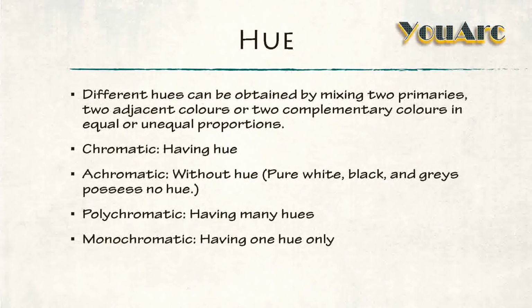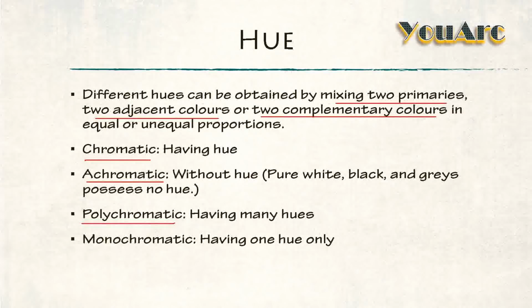Hues are obtained by mixing 2 primaries, 2 adjacent colors or 2 complementary colors, in equal or unequal proportions, to get different hues. We have 4 terminologies in use. One is chromatic. Chromatic means a color which has a hue in it. Achromatic means without hue. What are the colors without hue? Pure white, black and grey possess no hue, as we saw already.